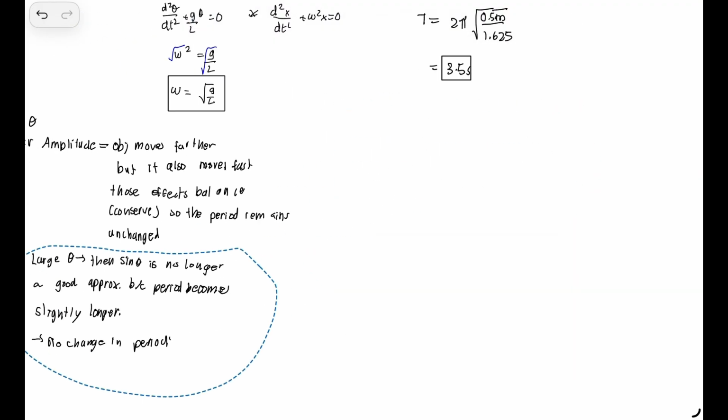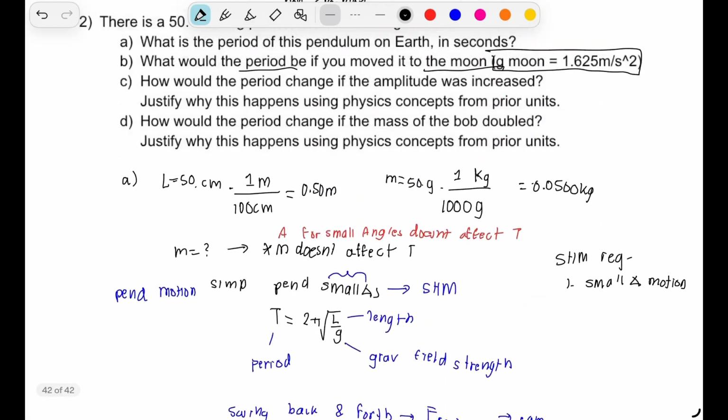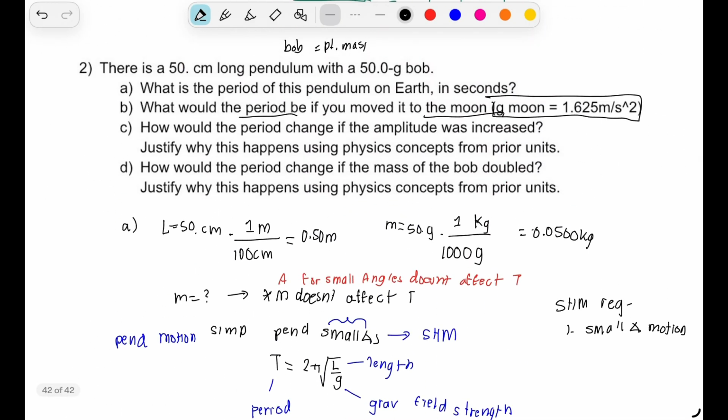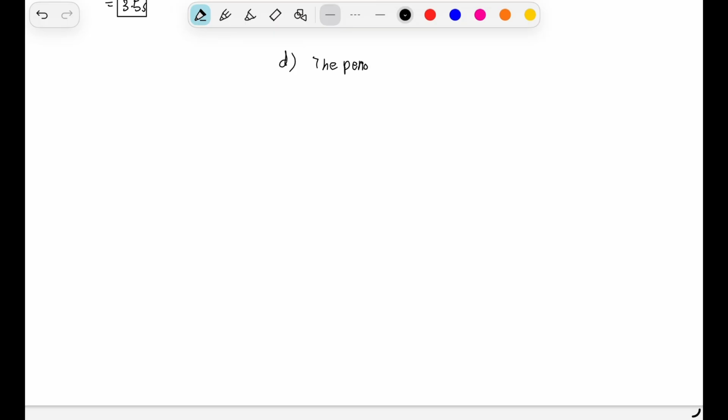Now, let's say that we had our next question. How would this period change if the mass of the bob had doubled? Justify why this happens using physics concepts from prior units. Well, if the mass doubles, the period is still going to stay the same for the same reason that the last one stays the same.